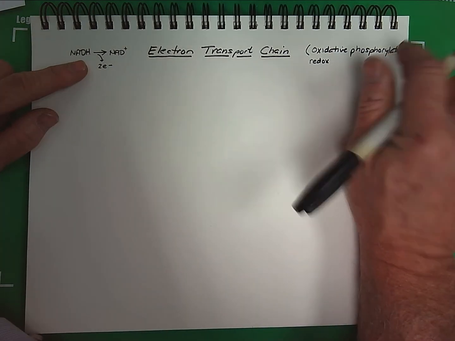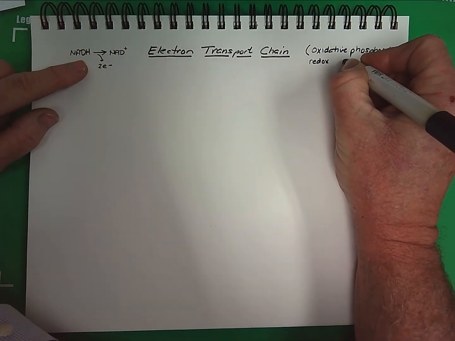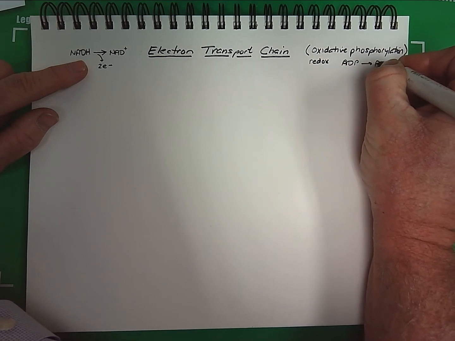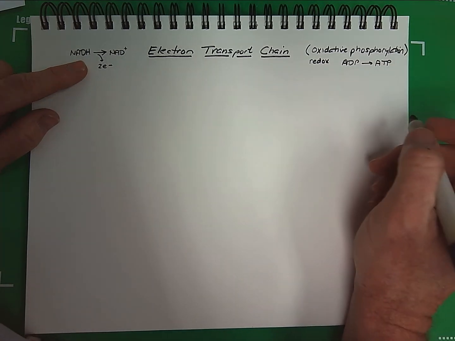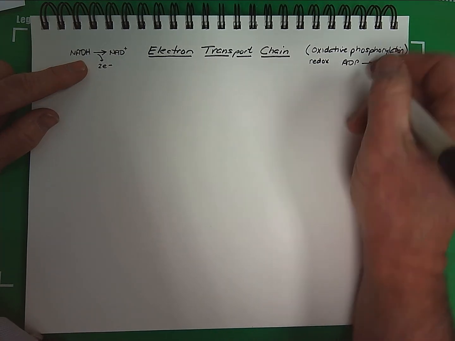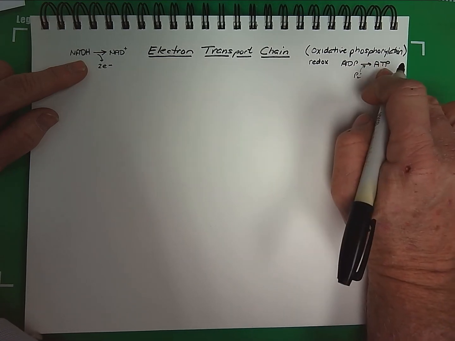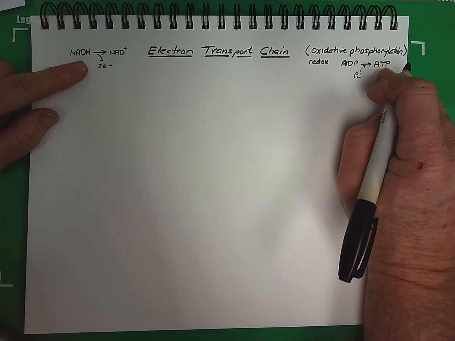The phosphorylation reaction is the last step of the electron transport chain, and this is where we are going to be converting ADP into ATP. So the phosphorylation of ADP using inorganic phosphate to generate our highly reactive energy molecule ATP.